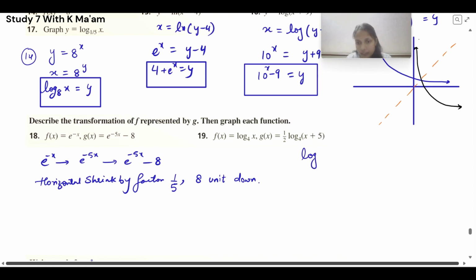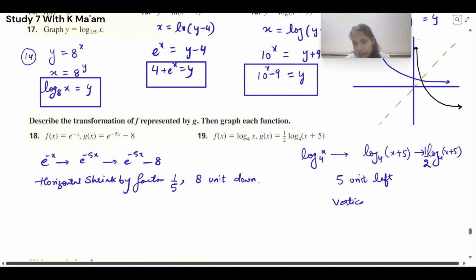In question number 19, log base 4 of x was there. Then what is the change? It is log base 4, x is changed to x plus 5. Then log base 4 of x plus 5 as it is, and half is multiplied outside. What is this transformation? It's 5 units left. And then half is multiplied. What is that? Vertical shrink by factor 1 by 2.